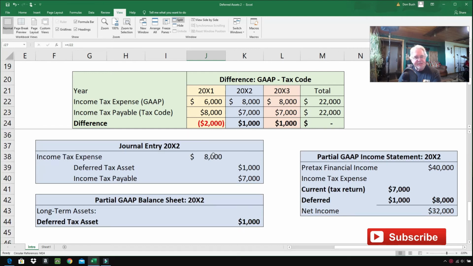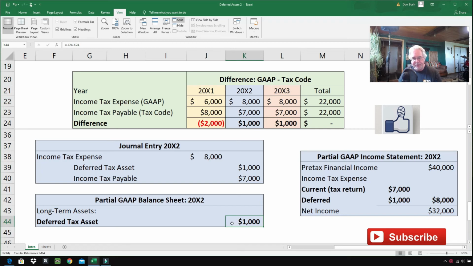Coming down to the next year, so this journal entry is in a blue color. Income tax expense is $8,000. I got it right off the chart here. Income tax expense $8,000. What we have to pay the IRS, income tax payable, is $7,000, and that comes down here as a credit. The difference is $1,000, and so I'm crediting deferred tax asset by $1,000, which means I'm reversing it out. So the deferred tax asset on the balance sheet is $1,000.